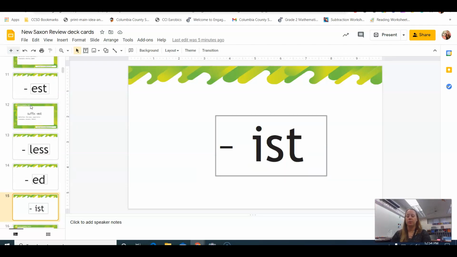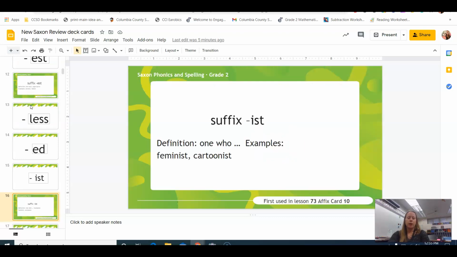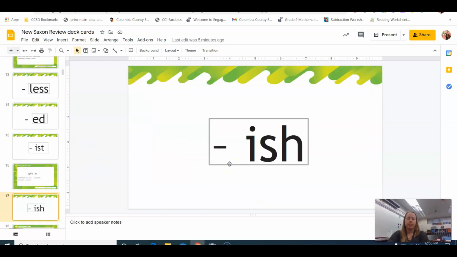Okay, so we have three new suffixes that we're learning today. The first one is ist, means one who. So another one that means one who, just like er, is ist, cartoonist, so one who makes cartoons, okay.